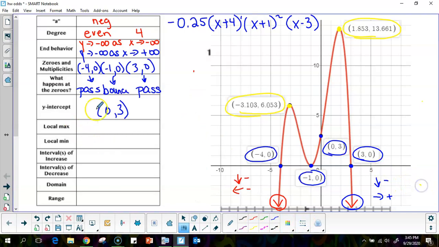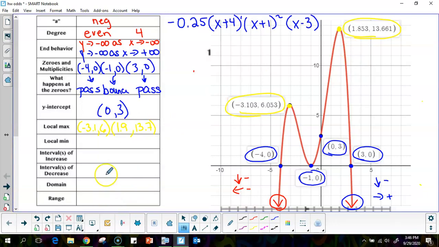So my local max, there's 2 of them. One of them is this ordered pair right here, but I'm going to round these numbers. -3.1 and 6. And the other one is 1.9 and 13.7. Okay, so those are my local maxes.